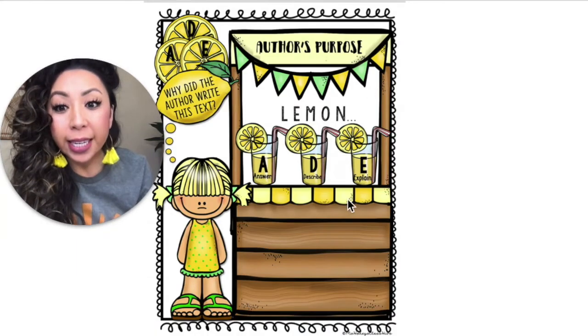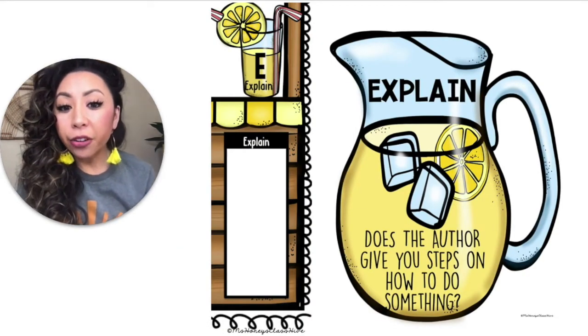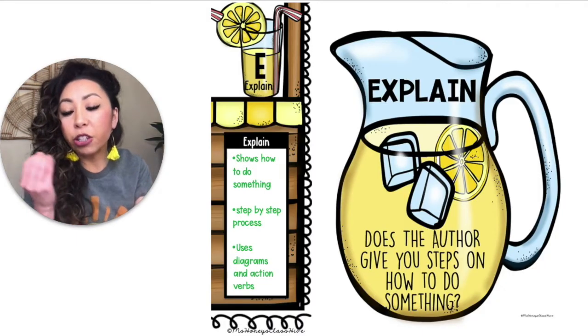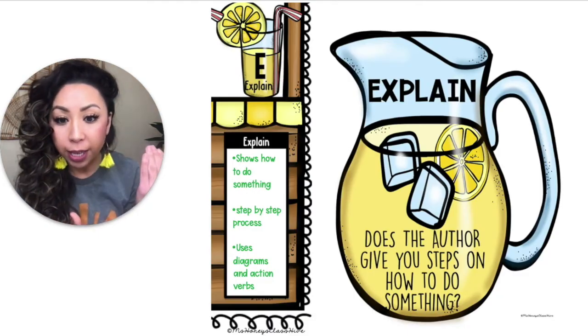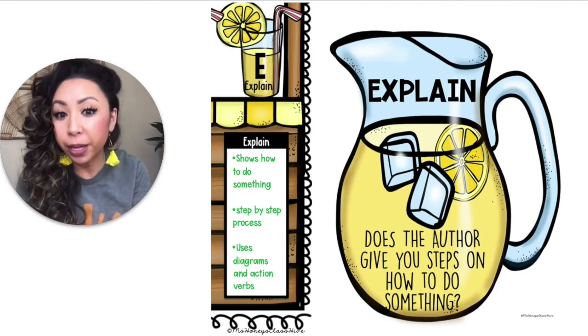Last letter is E, explain. Does the author give you steps on how to do something? So are they showing you how to do something? Are they showing you a step-by-step process? Are they using diagrams and action verbs to explain something?